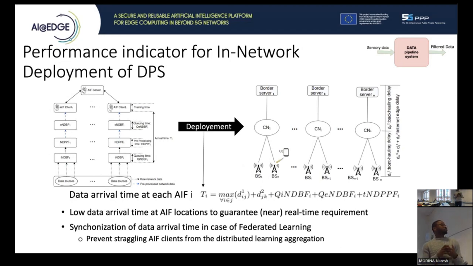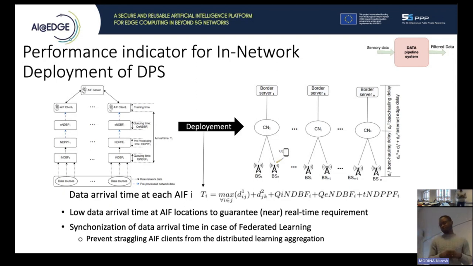So the question we also need to look at is how to analyze the performance of the data pipeline system. First of all, the data pipeline system comes with some overheads in terms of time. As the data are produced and sent to the data pipeline system, the first overhead is the time required to queue the raw network data at the ingress network data broker function, and also the time that each preprocessing function requires to preprocess the actual data, and the queuing time of the preprocessed data at the ingress network broker function. This is at the level of the data at the application level.